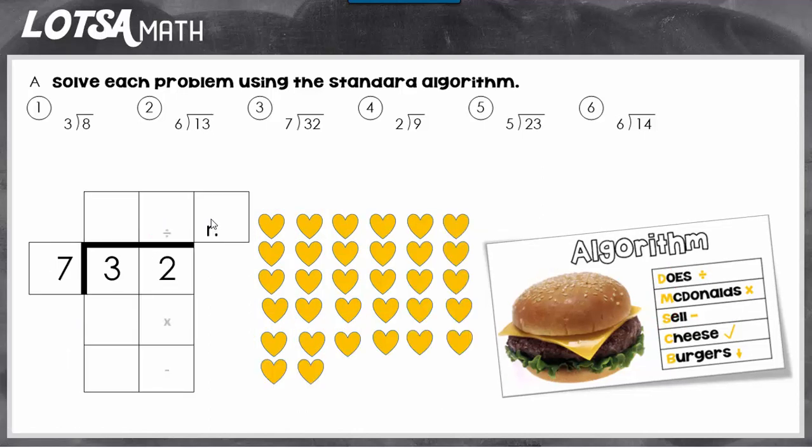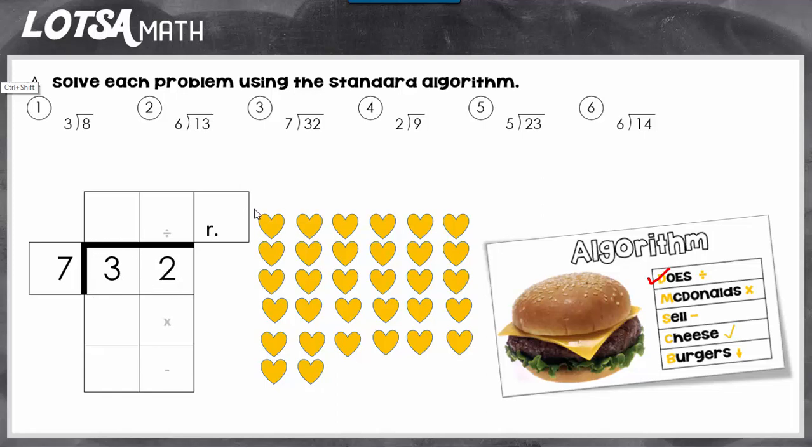So let's look at another example. This one is 32 divided by 7. So here I have 32 hearts, and the first step is to actually divide them. So I'm not going to be looking at the 3 because 3 cannot be divided by 7. So instead of doing a 0 and doing all the steps with zeros, we just look at the number as if it was 32. So 32 divided by 7.